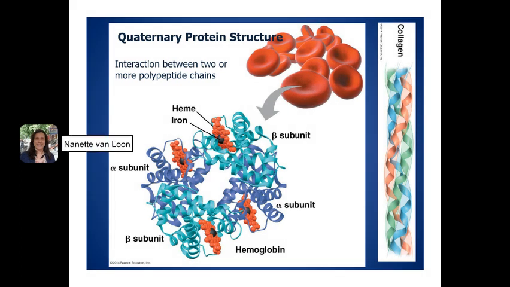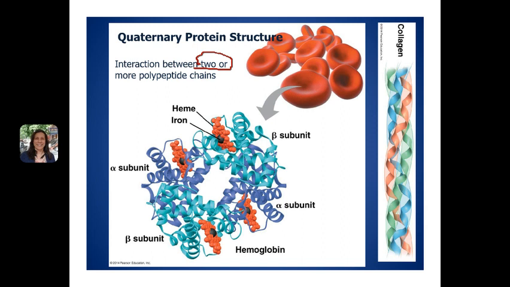Some proteins have a level of structure that goes beyond tertiary. Some proteins have quaternary structure. In quaternary structure, we see the interaction between at least two polypeptide chains in a single protein. So a protein with quaternary structure has two or more polypeptide chains that interact with each other. And the classical example that we usually see in textbooks is that of hemoglobin. We see here an example.